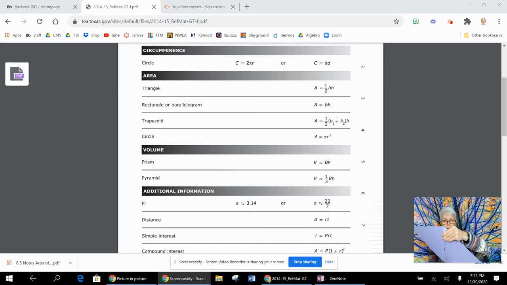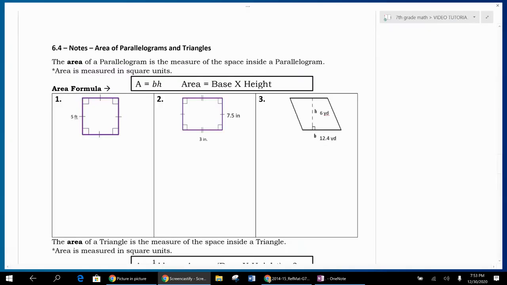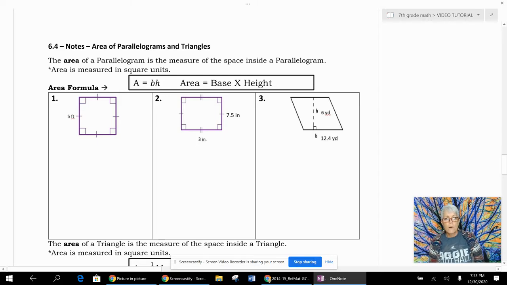So you find the base and the height, and that's it. You just multiply them together and you're done. So the base and the height of this, and the base and the height of this, and the base and the height of this, crazy, they're all the same. Okay, you're just looking for that right angle. So I hope you have your notes ready to go. And so let's get going.